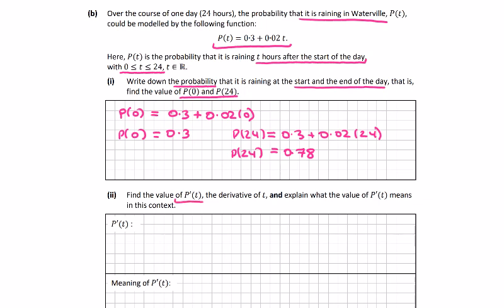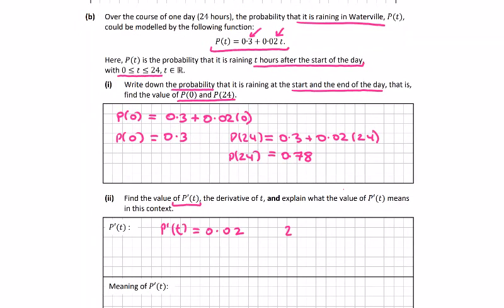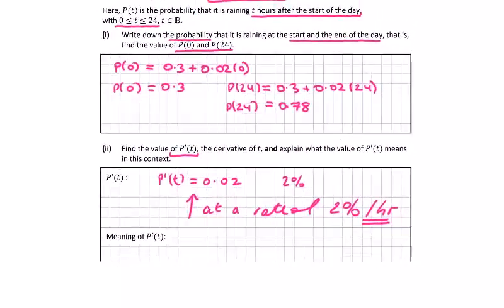P prime T is the derivative of P with respect to T, and explain what it means. So this goes to 0, 5T will go to 5, so the constant in front of T will be just 0.02. P prime T is just 0.02, and this is the probability, so that's a 2% chance that it's raining, or the probability is increasing at a rate of 2% per hour at this point in time. The meaning of it we have there.